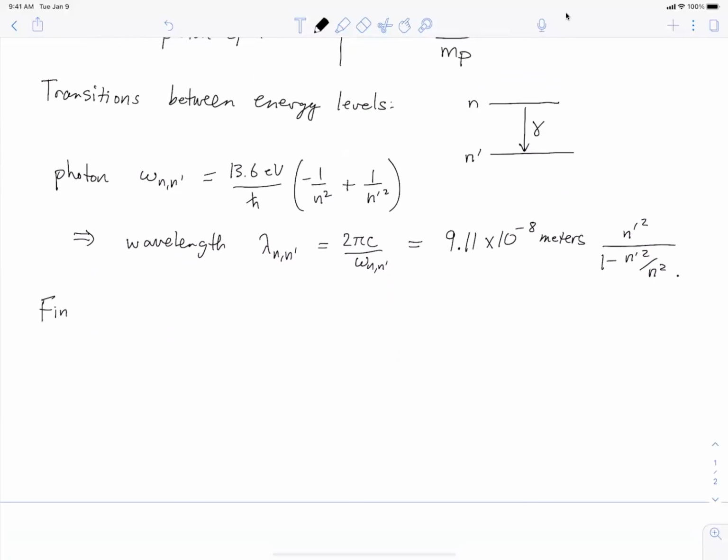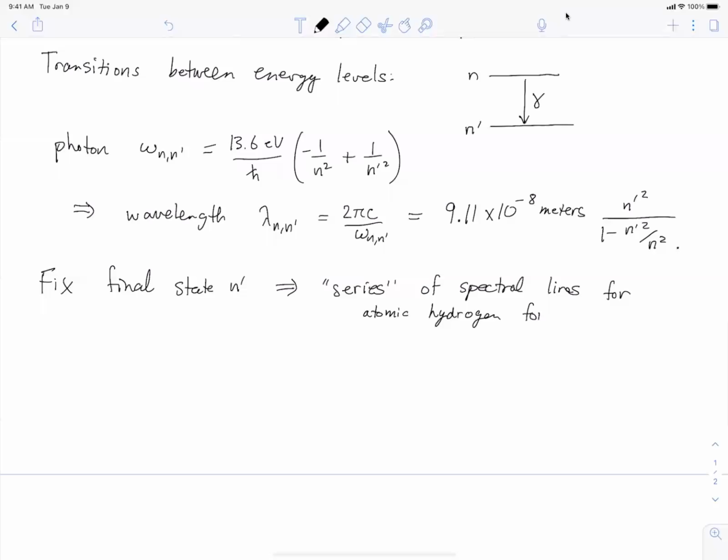So we fix the final n prime state. Then as you vary over all possible n's, that gives you what's called a series of spectral lines, for atomic hydrogen. For any other atom, there's a similar series, but that takes a lot more work to work out. So this is for different n's transitioning to the fixed n prime.